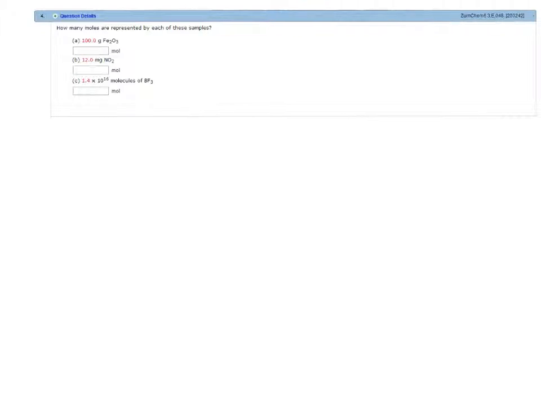In part B, they give us mass in milligrams, so we'll first convert to grams and then use the molar mass of nitrogen dioxide. And then in part C, they give us molecules, so we'll just use Avogadro's number to get to moles. No need to find the molar mass of BF3 in order to solve the problem. So part A, my red number was 100 grams of iron 3 oxide.